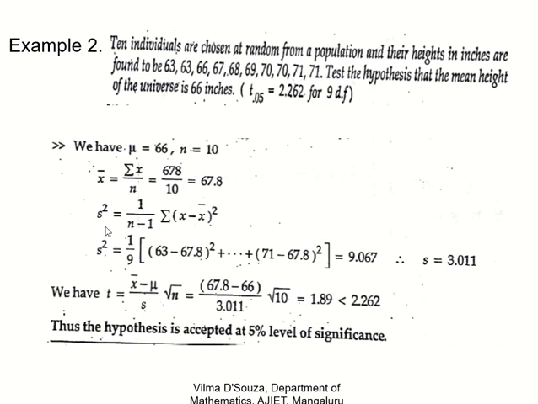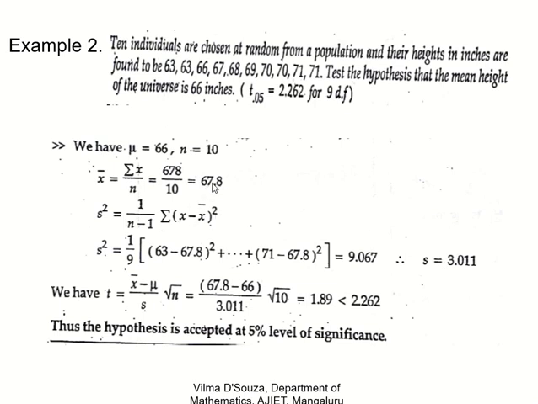Now, what is S square? What is the formula you have for S square? S square is 1 by n minus 1 summation x minus x bar whole square. What is 1 by n minus 1? n minus 1 is 9. So 1 by 9. Your x bar is 67.8. So x minus x bar whole square for each x and then summation.